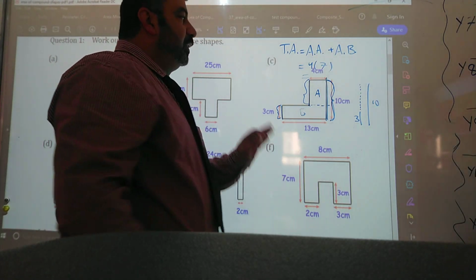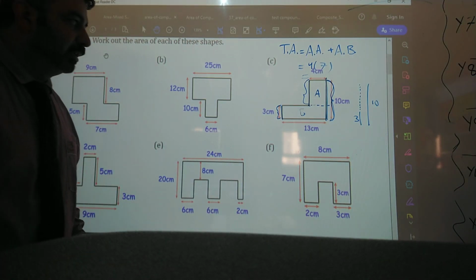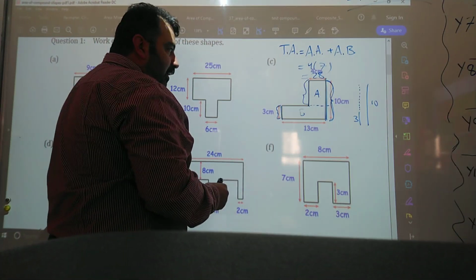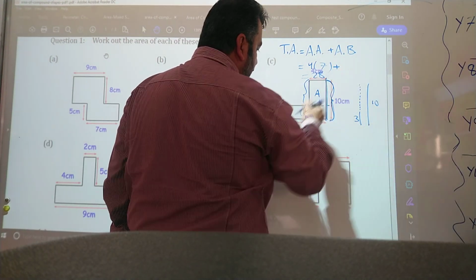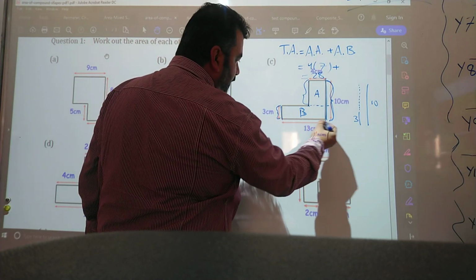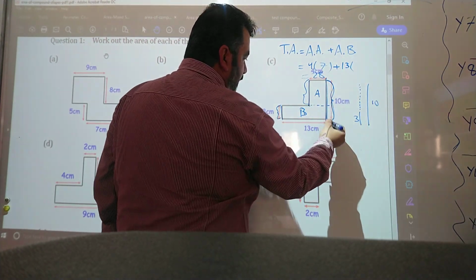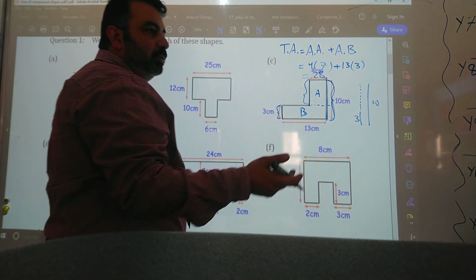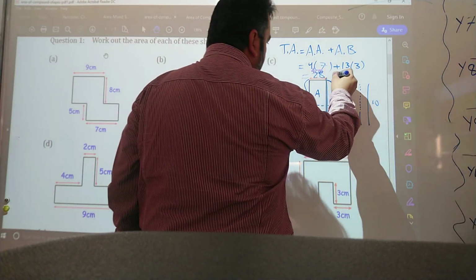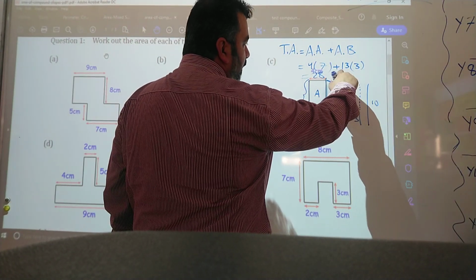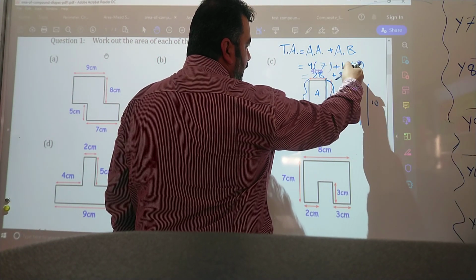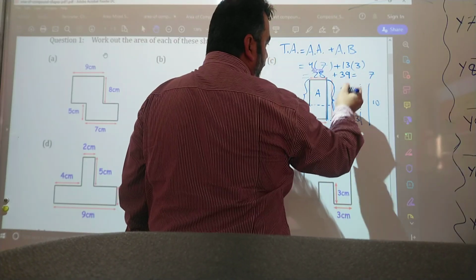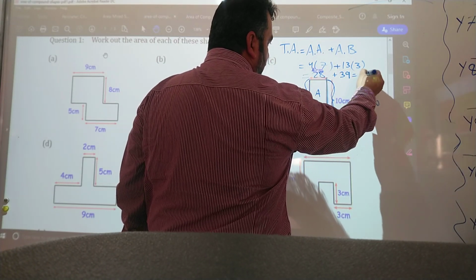So 4 times 7, 7 times 2 equals 14, another 14, that's 28. So this is area A plus area B. B here is the base, which is 13, times the height. How much is the height? 3. Again, I don't know how much 13 times 3 is, so you will say 3 times 10, 30, 3 times 3, 9. There you go. So here you end up with 76.